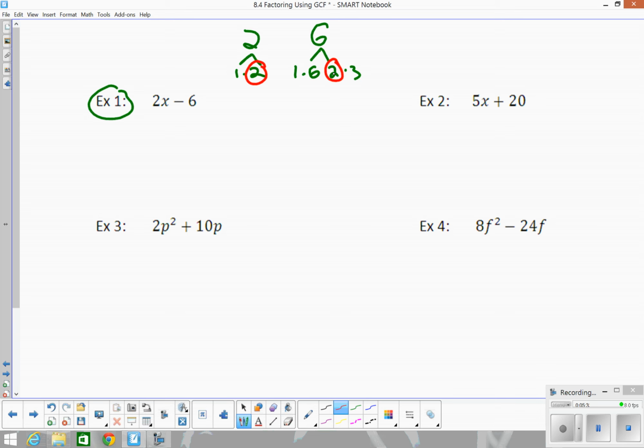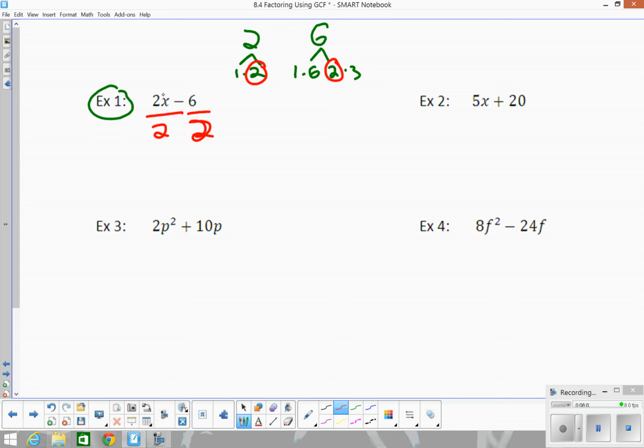So for here, I want to see, what can I multiply 2 by to get a 2x, and what can I multiply 2 by to get a -6? I could think of it like that, or I could take that 2 and just divide it: divide 2x by 2 and divide -6 by 2. Now, that was my number that I pulled out.